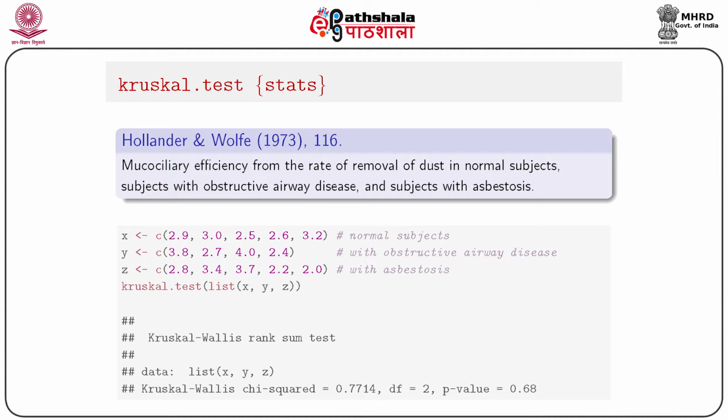And the Kruskal-Wallis test can be performed with just the list X, Y, Z. That is one way. The Kruskal-Wallis chi-square value is the large sample approximation by the chi-square test, the chi-square statistic here, and degrees of freedom equals 2, p-value is 0.68. This is one way of using the Kruskal-Wallis test.